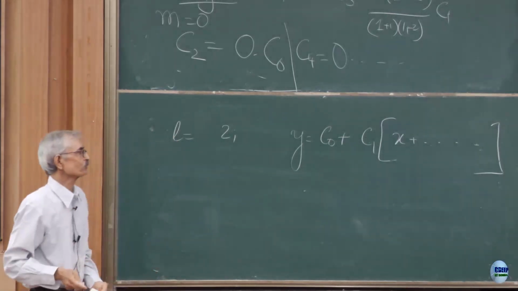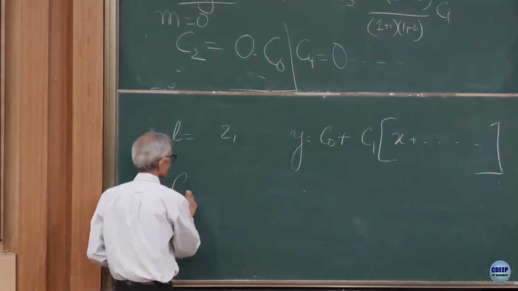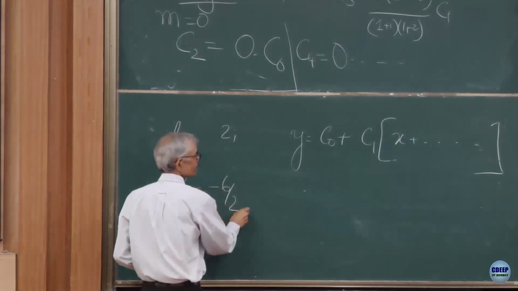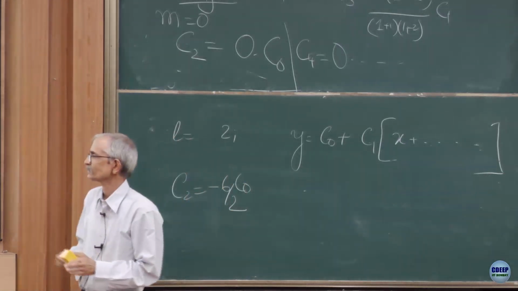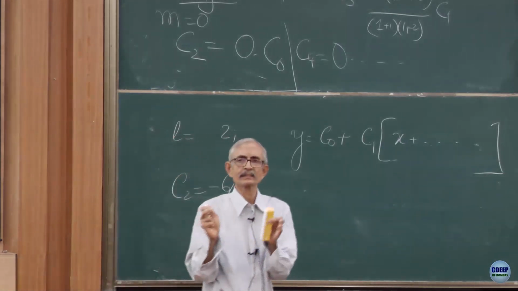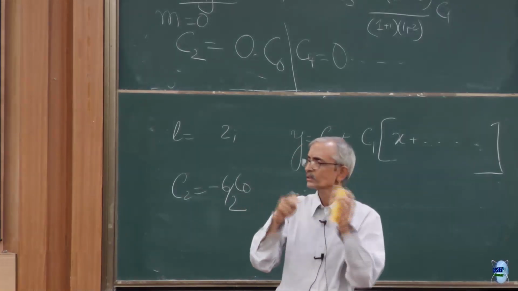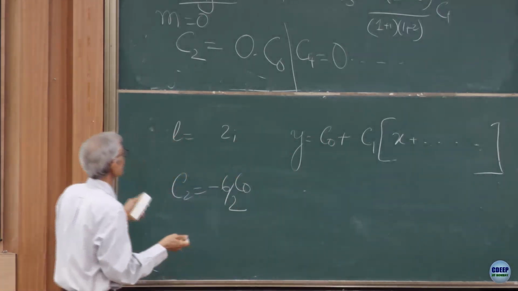So L is equal to 2 and this gives me C2 as equal to minus 6 by 2 C0. Okay, you can do the algebra. Algebra is all given here. So you can go ahead and do the C2 just like what we did for L equal to 0. Do it for L equal to 2 and you will get C2 equal to, okay, might as well do it.